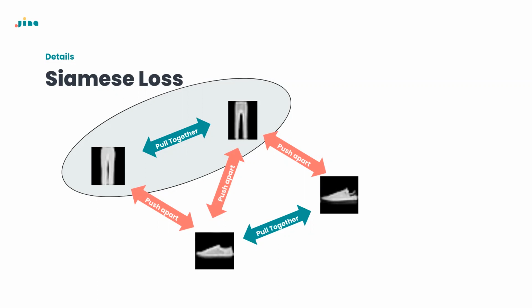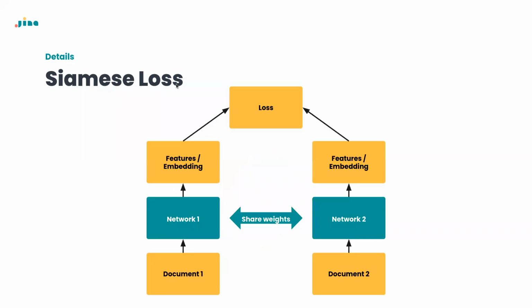And in this high-dimensional space, the loss is designed in a way that the model pulls together the good ones and pushes apart the bad ones. The Siamese loss always compares one pair. You have your network twice with shared weights, and then you embed one document and the other. Afterwards, you get the embeddings of them.